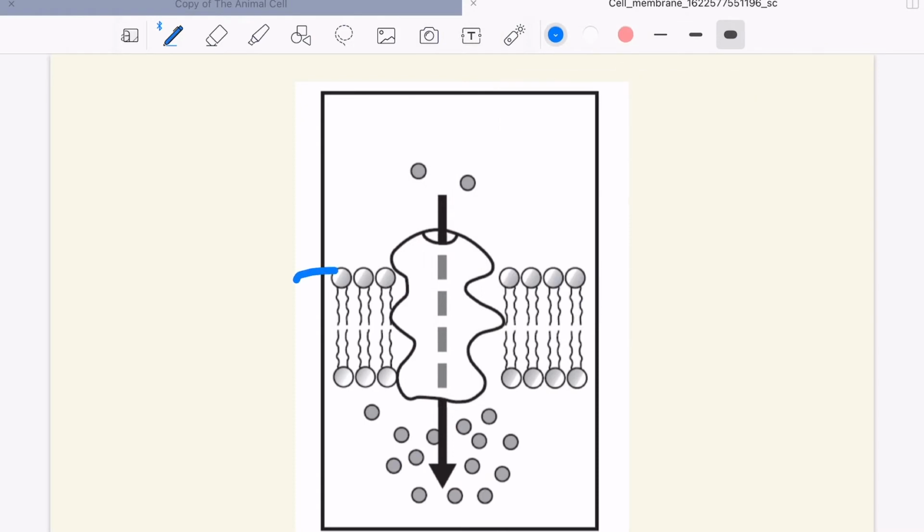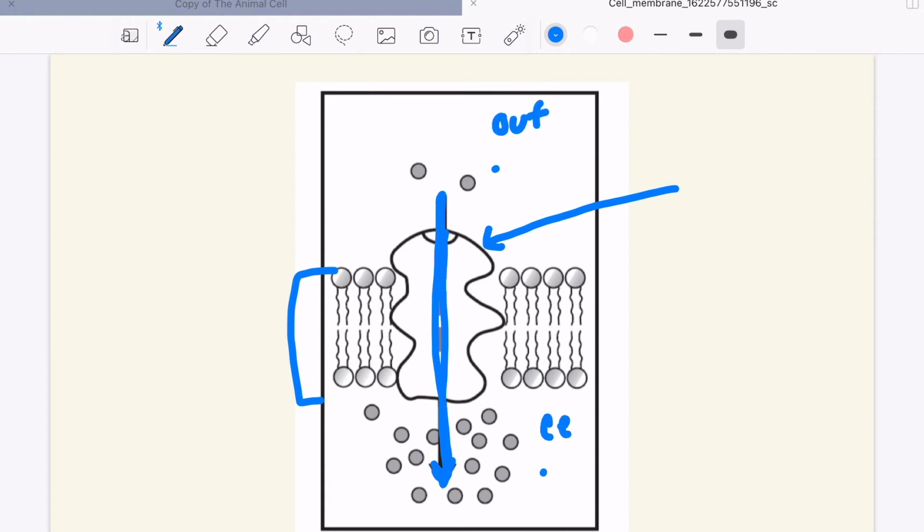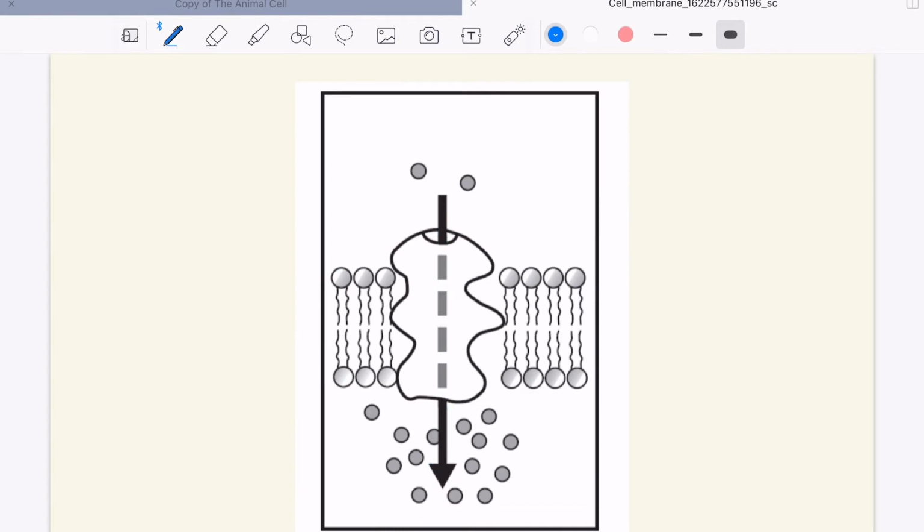So here again, we have the cell membrane, we have a shriveled up protein channel, and we have our molecules going from low to high. Well, Ms. T, how do you know it's going from low to high? The arrow. The arrow is pointing that the flow is going in this direction, from the outside of the cell to the inside of the cell. Okay? We know that this is the inside. All right? That's how we know that this is active transport.